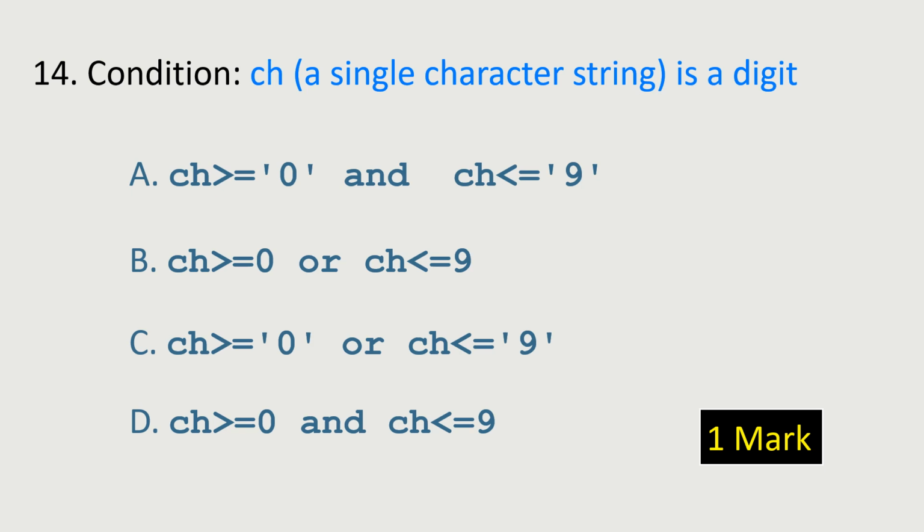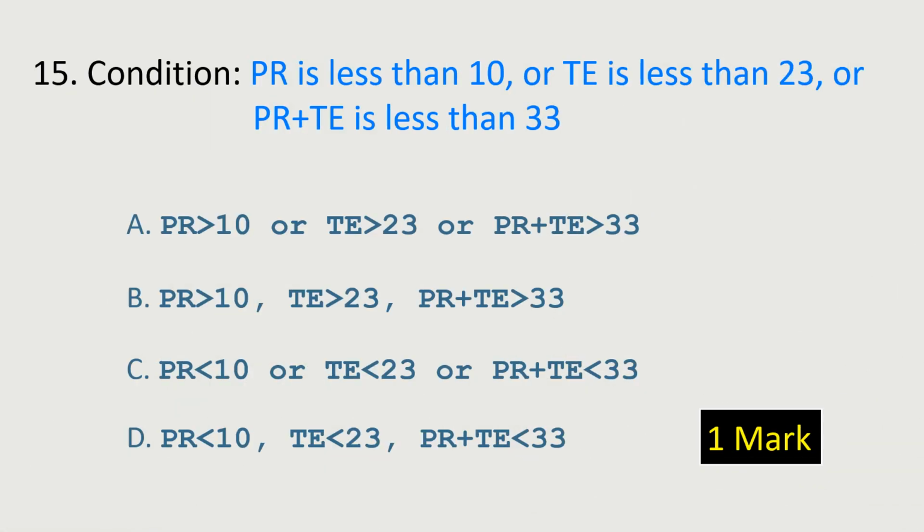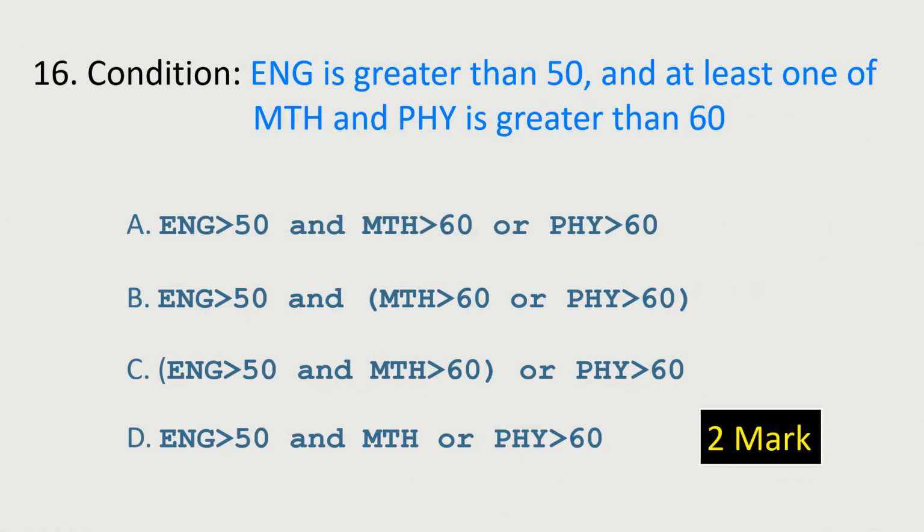Question number 14. You have to check that CH, which is a single character string, is a digit. And the corresponding expression is A. Question 15. See the condition and identify the corresponding expression. And the answer is option C. Again, see the condition, identify the expression. And the answer is option B.